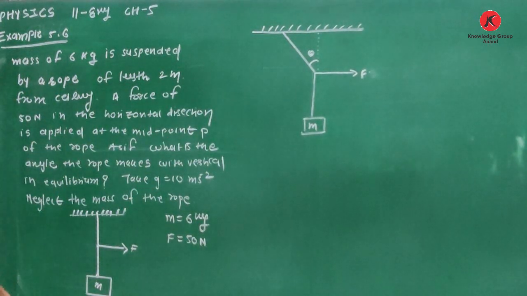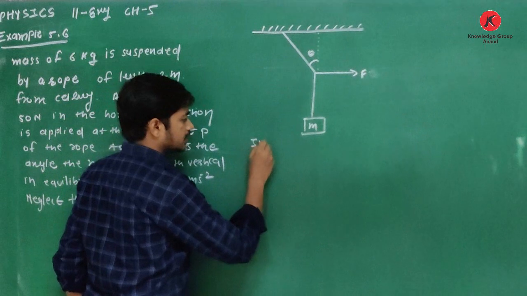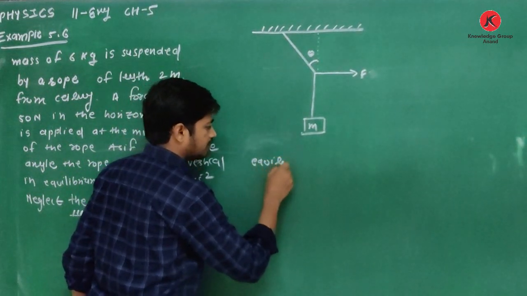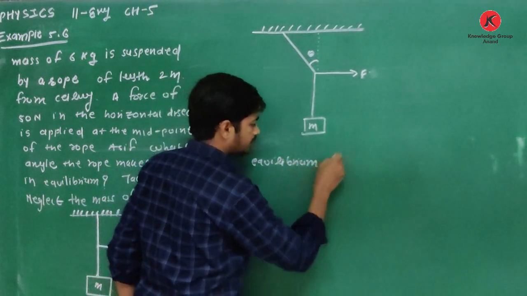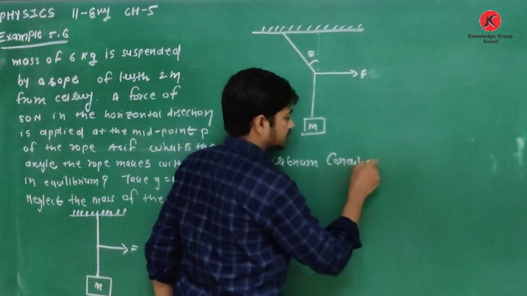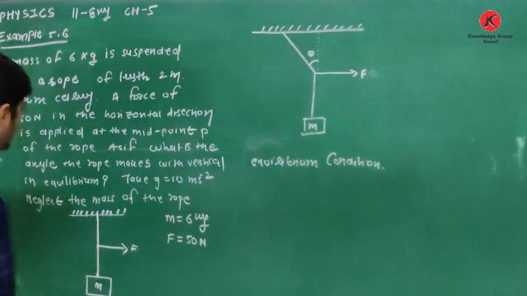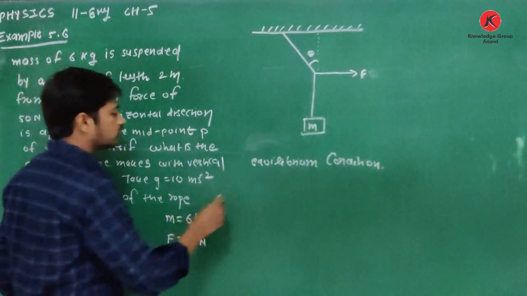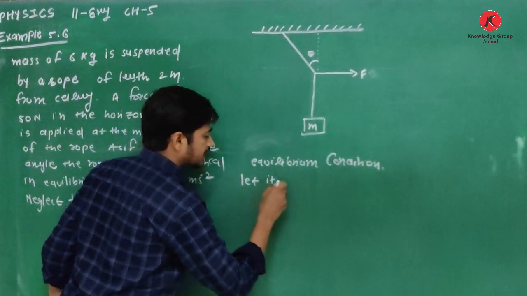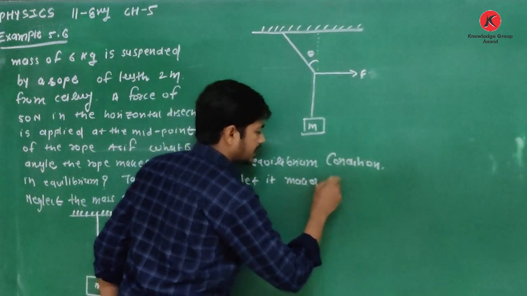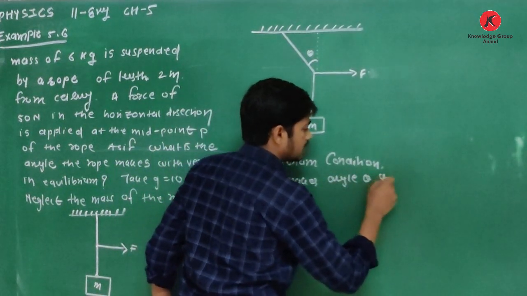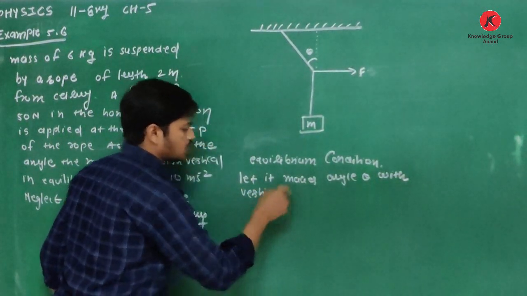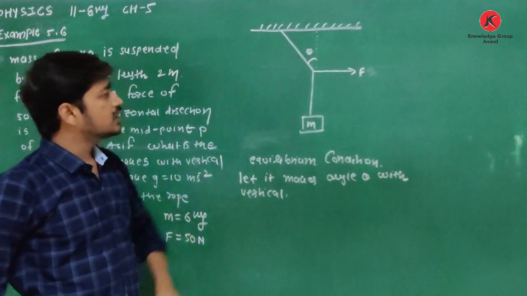So when you apply some external force F on the midpoint, in equilibrium the situation will be like this. We have to find what is the angle the rope makes with the vertical in equilibrium. So I have assumed it makes angle theta with the vertical. We have to find this angle theta.